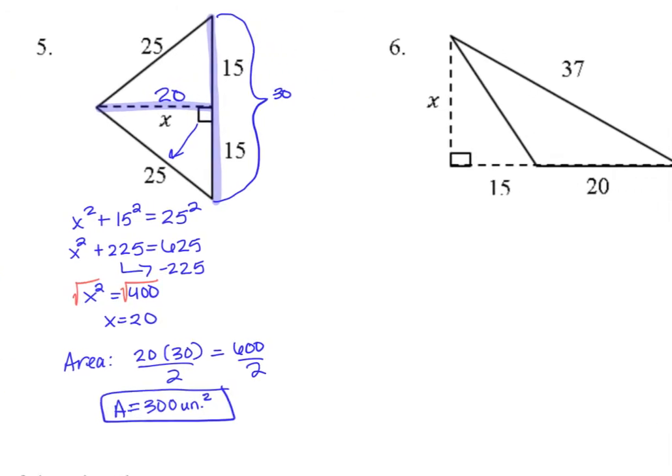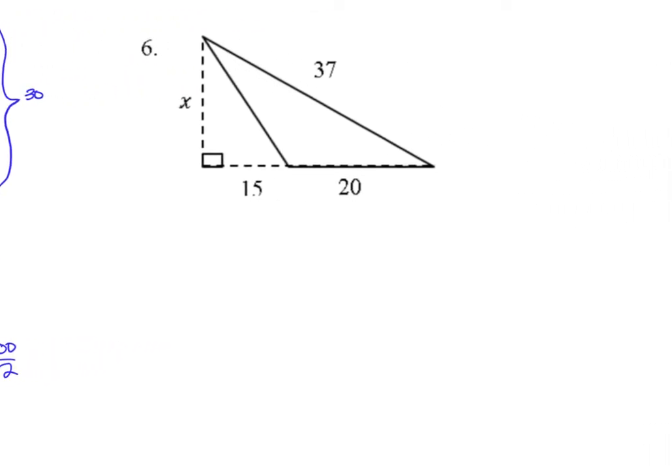Okay, looking at number 6, we have a scalene triangle. So we have to identify our base and our height. Height is going to be represented with the x, and the base of the scalene triangle is right here. This is not the base of the scalene triangle, just this side is. But we have to find x, right? In order to find x, I have to use the Pythagorean theorem, and the Pythagorean theorem only works on right triangles.